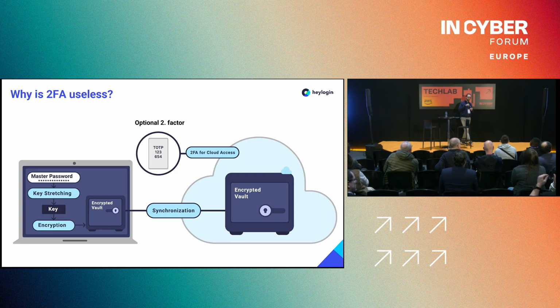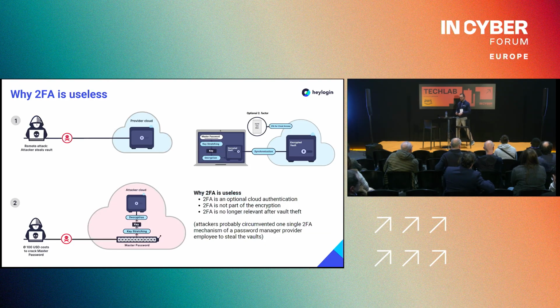So in case attackers are successful in stealing encrypted vaults, they got all the vaults. So all the two-factor authentication mechanisms of the end users are now useless. They just needed to circumvent one two-factor authentication of that one LastPass employee to breach the cloud. So yeah, that's why I would say the two-factor authentication, which can optionally be enabled in password managers, is okay, but it's not really helping in the case of a breach. So yeah, it's basically what I said.